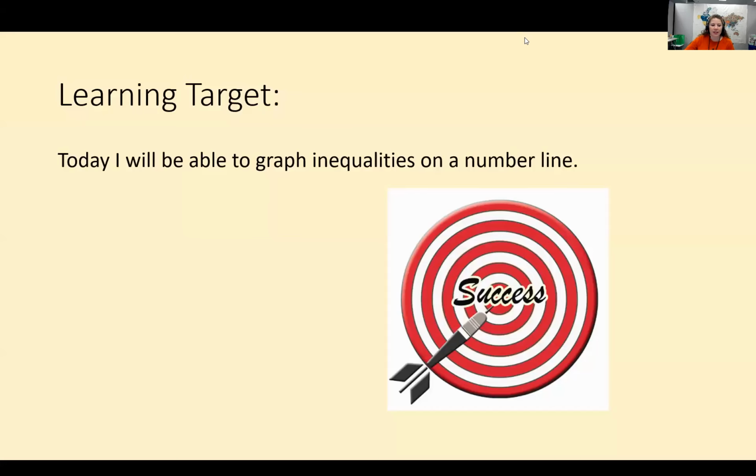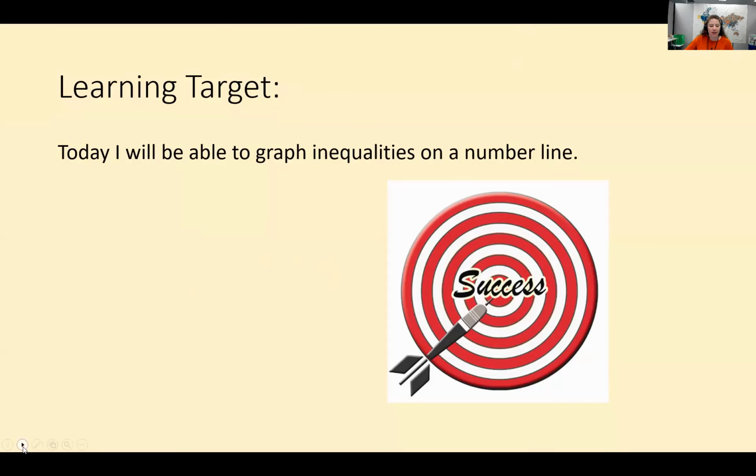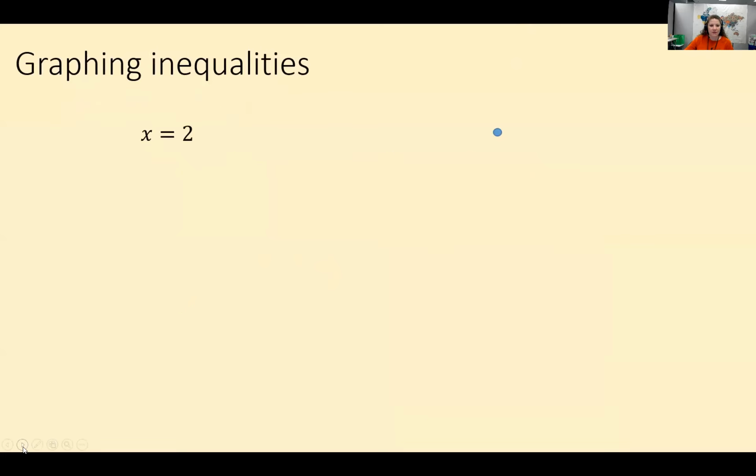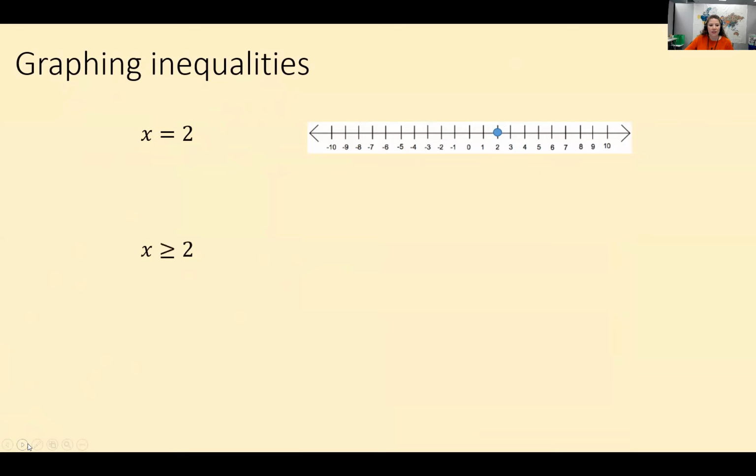Today's learning target is that we are going to be able to graph inequalities on a number line. So this first statement is actually an equation because this tells us that x is equal to 2, right? So if I were to graph that on a number line, I would show that x is only 2, no other number, just 2. The next statement, however, is an inequality.